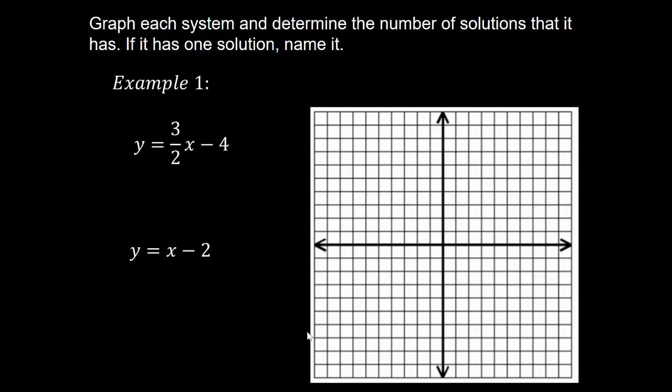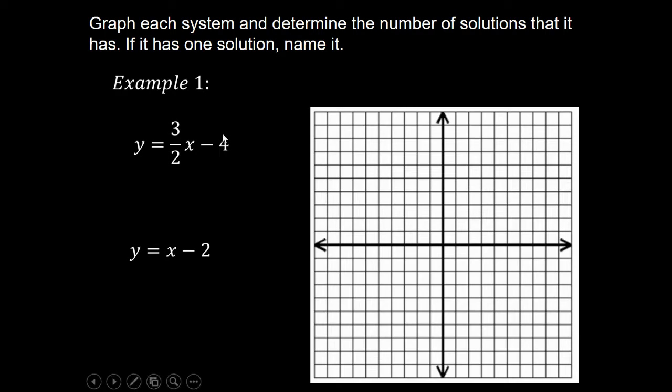All right. So now when we look at these two right here, obviously I'm going to have one solution, because I have different slopes. I have a slope of 3/2 and I have a slope of 1. Since those are different, these two are going to cross. Now I am going to show you how to graph these on paper, and then I'm going to show you how to use Desmos, and for the rest of the problems today, we'll just use Desmos.